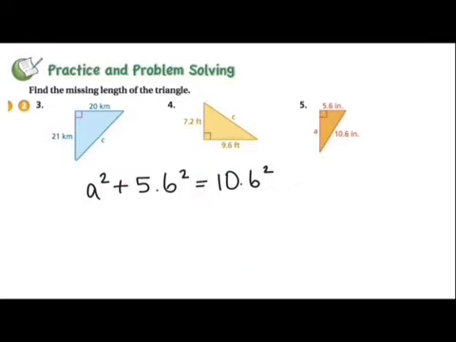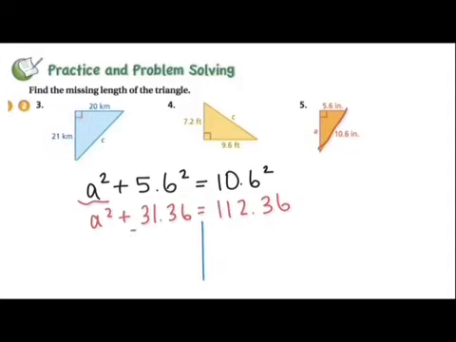All right, so I have it written out with my a squared plus 5.6 squared equals 10.6 squared because we do know our hypotenuse is 10.6 this time, and so our unknown is one of the legs. And so I'm going to calculate using my calculator what each of these are when I square them. 112.36. And then this is where I'm going to use train tracks because I want to get that a all by itself. So I'm going to subtract my 31 and 36 hundredths.